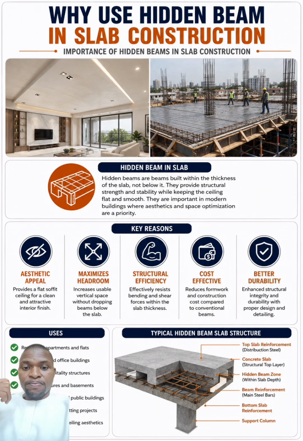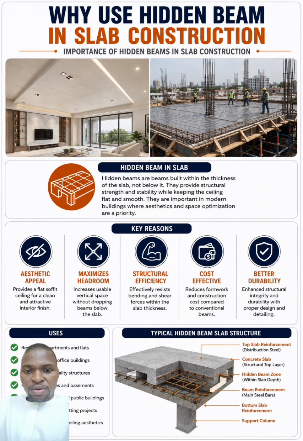So hidden beams are beams built within the thickness of the slab. So it carries the thickness of the slab, not below it. They provide structural strength and stability while keeping the ceiling flat and smooth. They are important in modern buildings where aesthetics and space optimization are a priority. So it is a kind of beam that is within the slab. It takes the thickness of the slab, and it helps keep the surface of the slab flat and smooth.